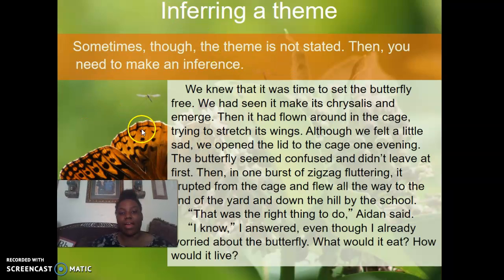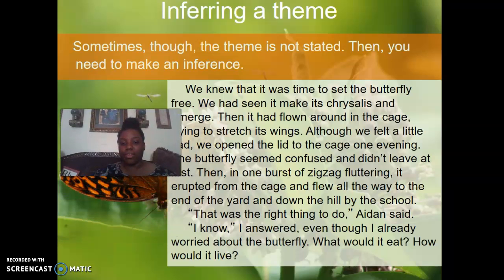So here we knew that it was time to set the butterfly free. We had seen it make its chrysalis and emerge. Then it had flown around in the cage, trying to stretch its wings. Although we felt a little sad, we opened the lid to the cage one evening. The butterfly seemed confused and didn't leave at first. Then, in one burst of zigzag fluttering, it erupted from the cage, and it flew all the way to the end of the yard and down the hill by the school.